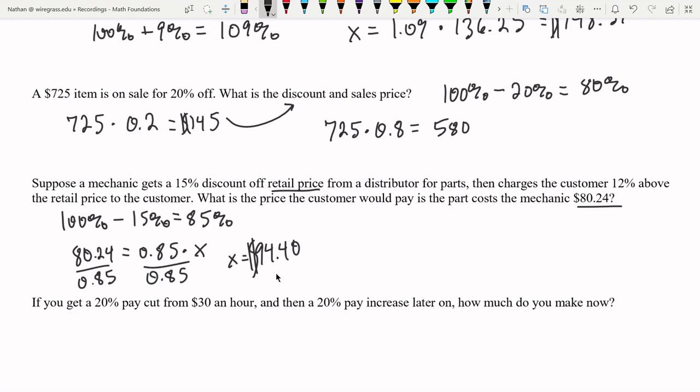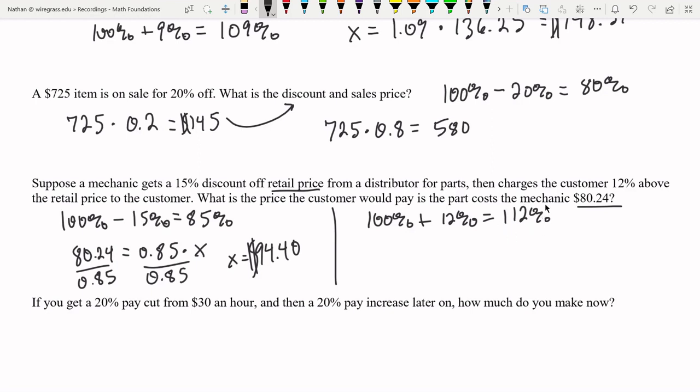Now the second part of the problem says that the customer pays 12% above the retail price. That's what the mechanic charges. So this is the retail price, and we want to figure out what is 12% above this price. In other words, if 100% refers to this price, then the customer pays 12% above that, or 112%. It's a percent increase in price.